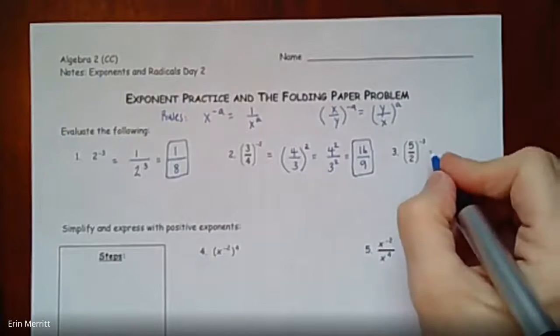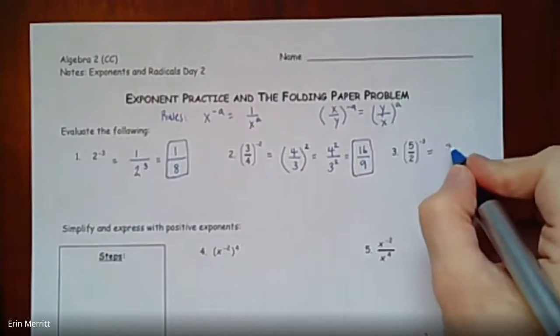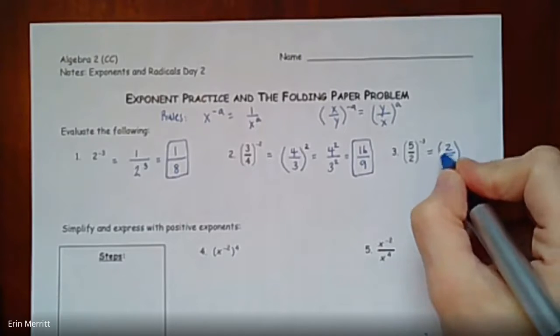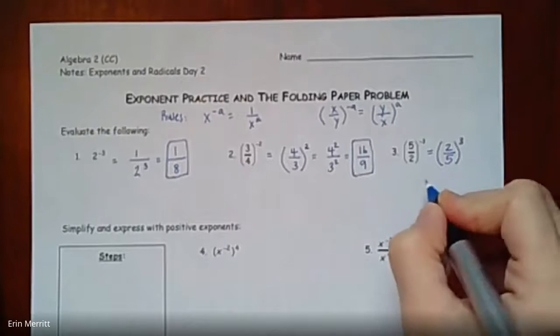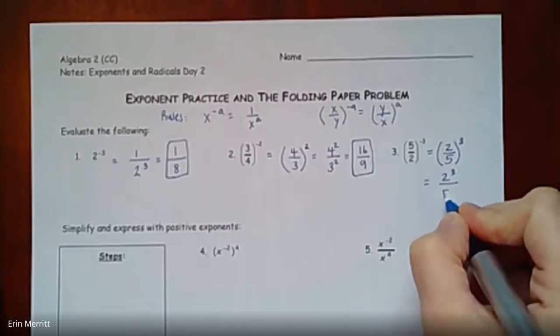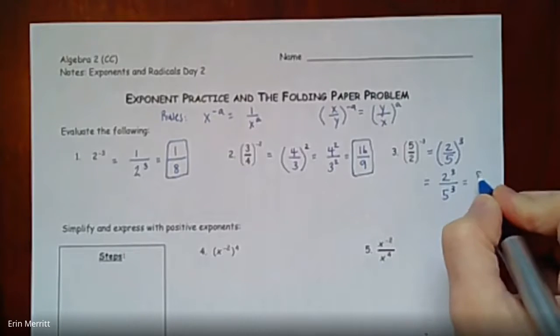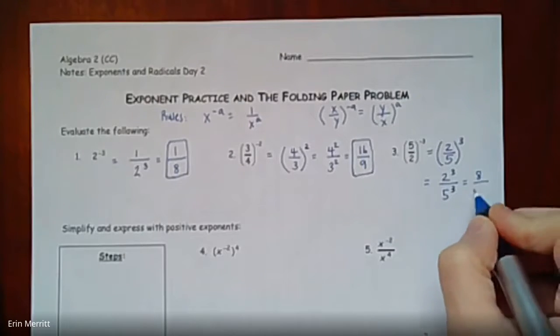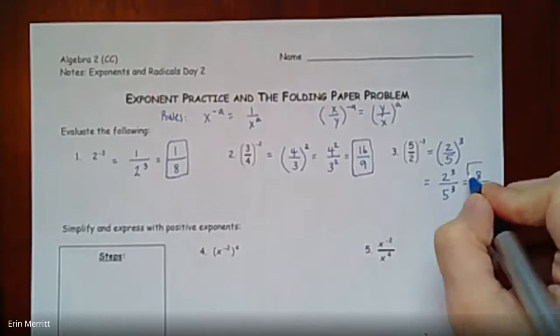Otherwise, you've got one last one, already in fraction form. Flip it on over and then cube it, which means we're going to cube the numerator, cube the denominator. So 2 cubed is 8. 5 times 5 times 5 is 125. And then there's our answer there.